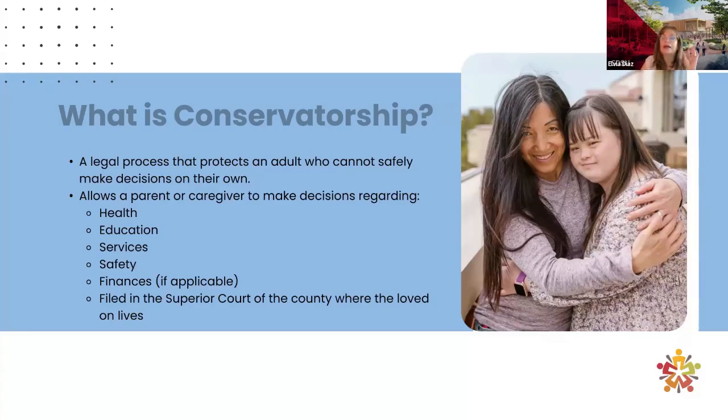We understand that this is not an easy process, but a conservatorship is a legal process that protects an adult who cannot safely make decisions on their own. There are different decisions regarding health, education, services, safety, and finances, if applicable, and you file in the court of the county where your loved one lives. That's very important. In other videos, we explain each of these. If you want to remember, go back to those videos.